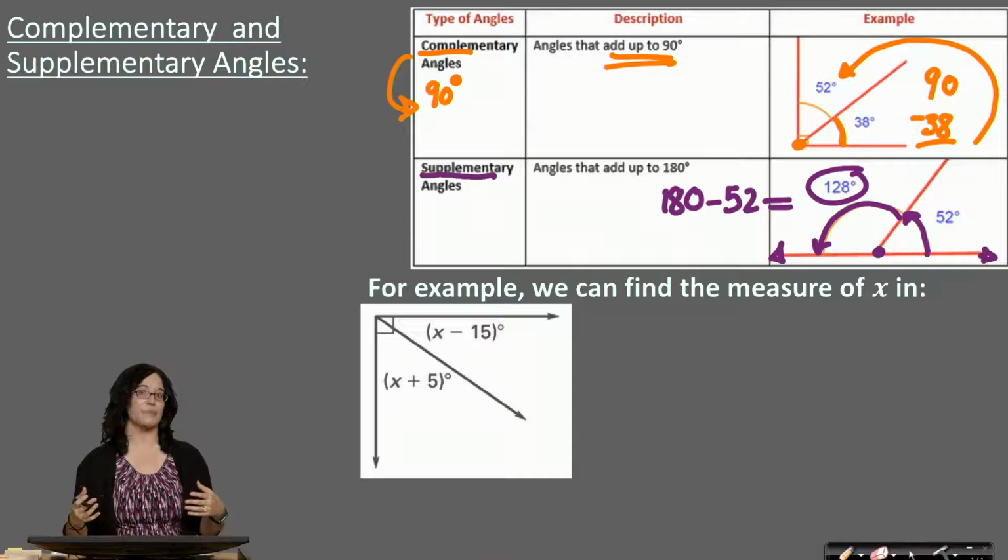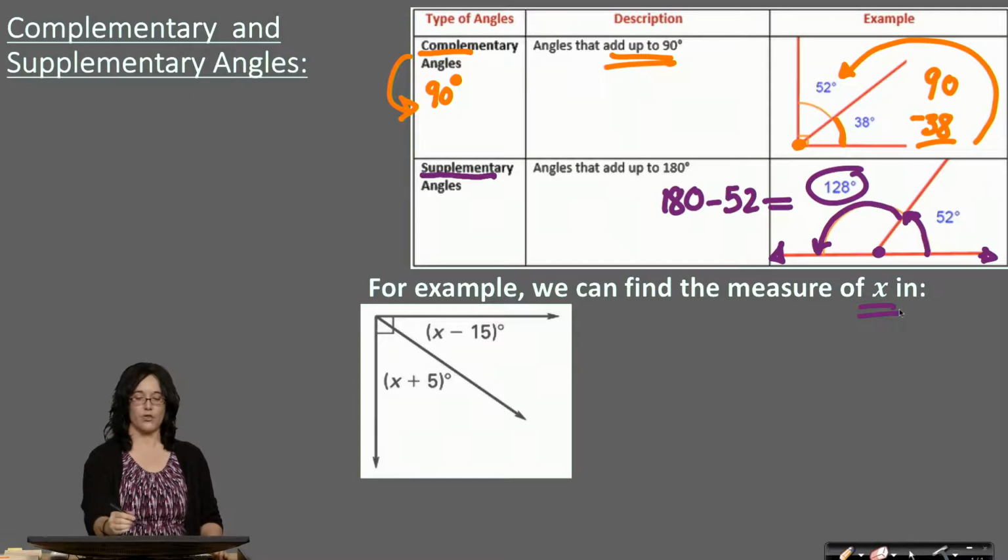Okay. Now sometimes in your homework problems, they'll be a little bit more abstract. So instead of saying, here is one angle, find the complement or find its supplement, they'll use unknown variables to represent a portion of that angle. For example, take a look with me at what we have here in this picture. It says, can you find the measure of angle X?